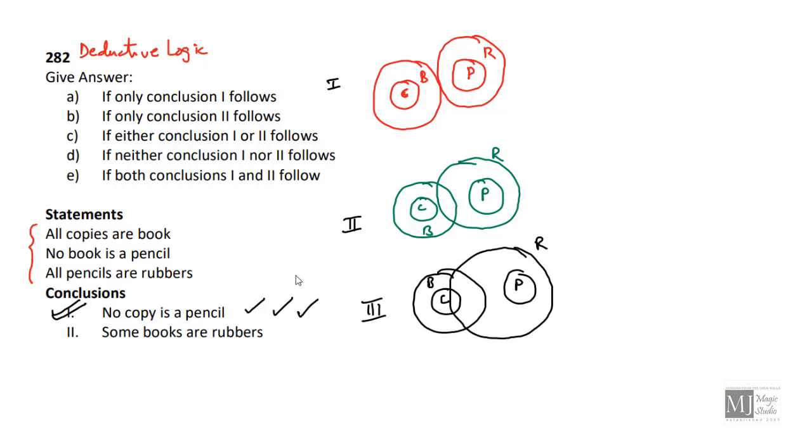Conclusion 2. Some books are rubbers. Some books are rubbers, not following in Venn diagram 1. No need to check for Venn diagram 2 and 3 because ultimately conclusion 2 will not follow. So we can see that only conclusion 1 follows. So we would be marking A because only conclusion 1 follows. Option A fits in.